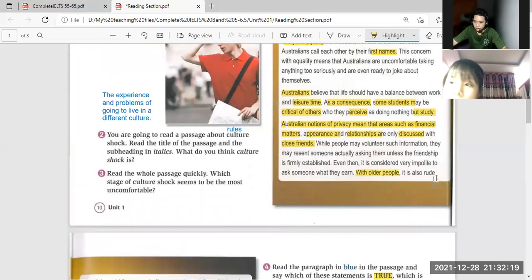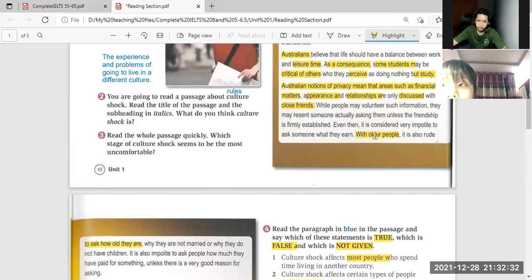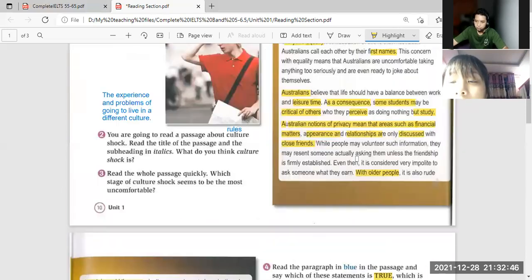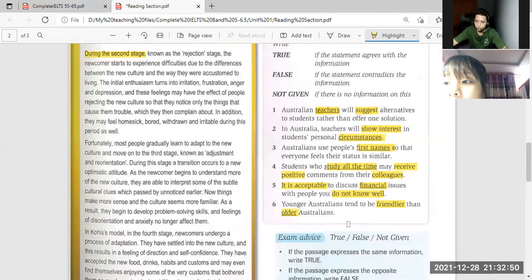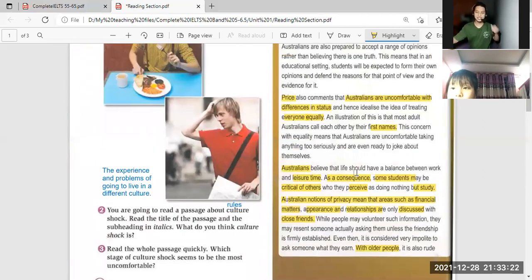With older people, it is also rude to ask how old they are, why they are not married, or why they do not have children. Can you find the word friendlier? No. So what can you conclude? It's not given. Yes, it's not given, because in the paragraph they don't compare anything according to friendliness, friendlier or not friendly. Okay, Tui, do you understand this? Do you think you can understand this?